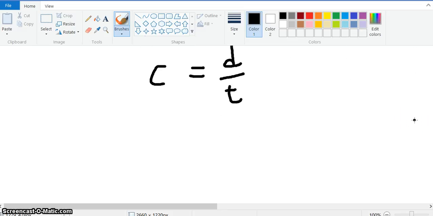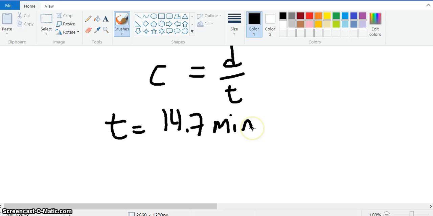Here's our example. Suppose that we have some light, or a radio wave which also travels at the speed of light. Let's say that the light travels for a time of, how about 14.7 minutes. What we want to know is how far did it go? What's the distance?